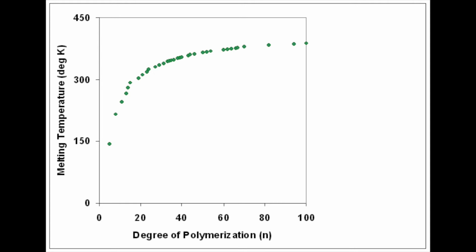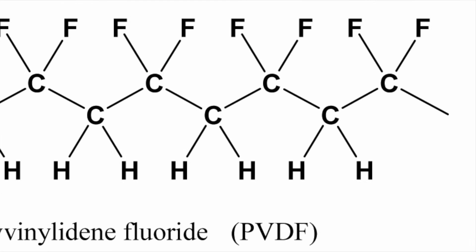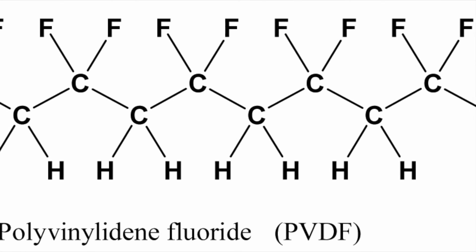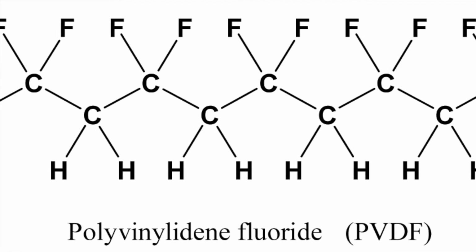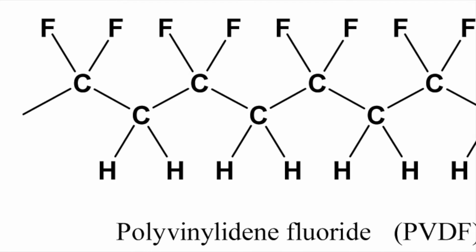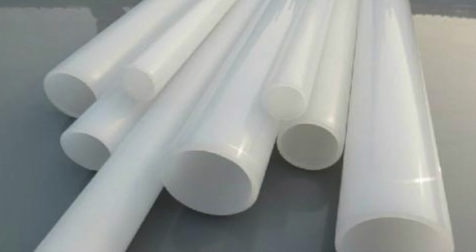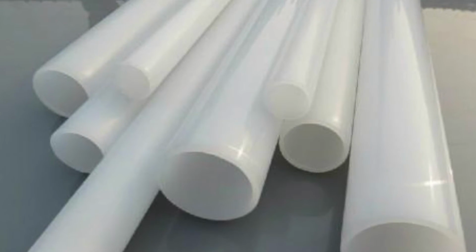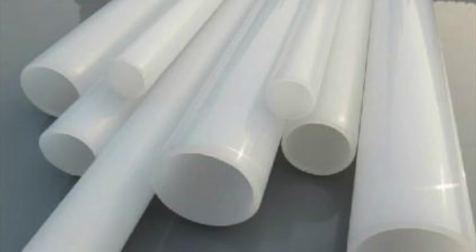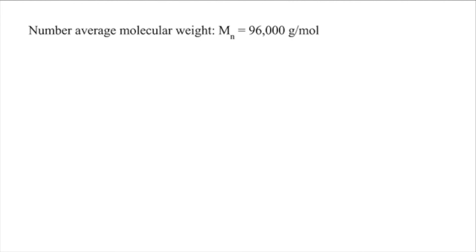It is calculated by dividing the number average molecular weight of the polymer chain by the molecular weight of a single monomer. One polymer being used in aircraft applications is polyvinylidene fluoride. It is mainly used in aircraft insulation. In order to calculate the strength of one molecular chain of PVDF, an engineer may need to calculate its degree of polymerization. For example, if the number average molecular weight of a PVDF molecule is given to be 96,000 grams per mole, the degree of polymerization can be calculated in the following way.